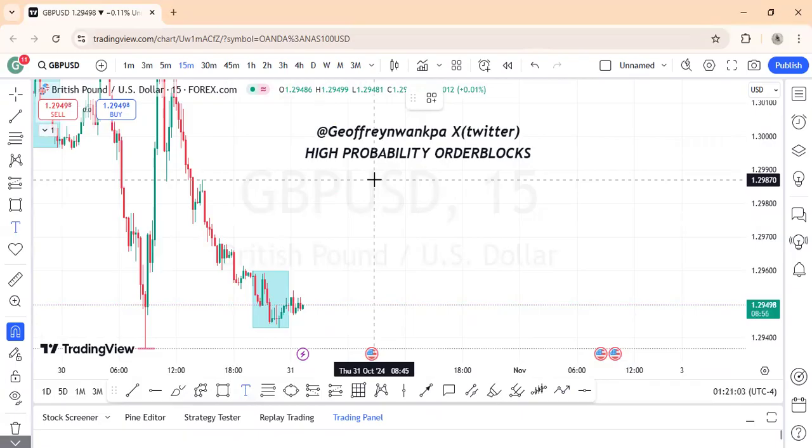If you take, let's say, 10 trades and you lose 8, and now you're able to lose maybe 5, you see that your win rate has increased. So high probability order blocks will help you to increase your win rate, thereby increasing your profitability. But it doesn't mean that it's going to eliminate your losses. Being able to choose high probability order blocks doesn't mean that you won't take losses.